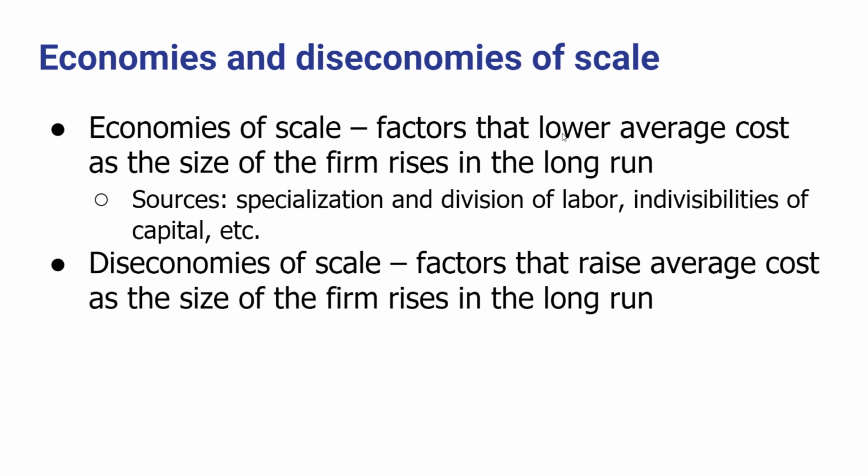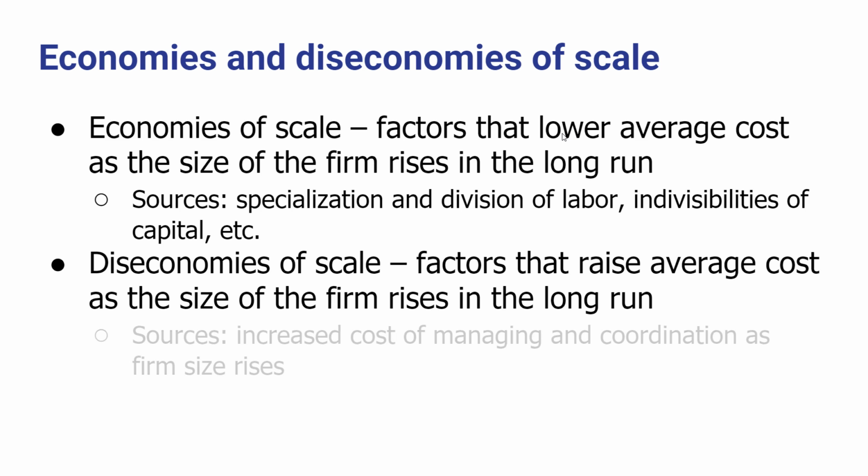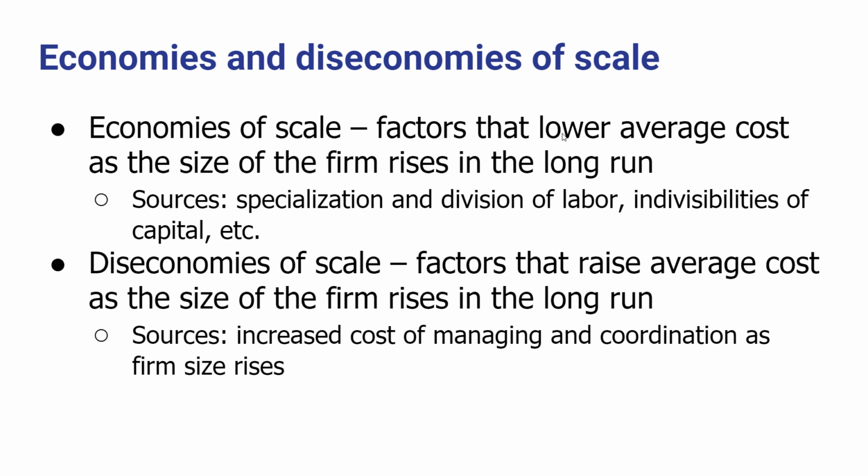Diseconomies of scale are those factors that tend to raise average cost when the size of the firm rises in the long run. The main source of this is the increased cost of managing and coordinating a firm as firm size rises. Let's suppose a person can effectively manage 20 workers. If you own a business where you have 20 employees, you can serve as a manager for that. But what happens if now you open 20 branches? Now each one of the branches will have a manager, and then you'll be managing the managers.